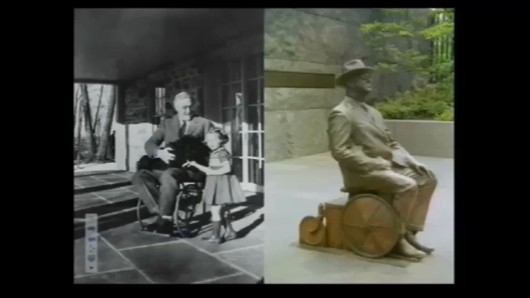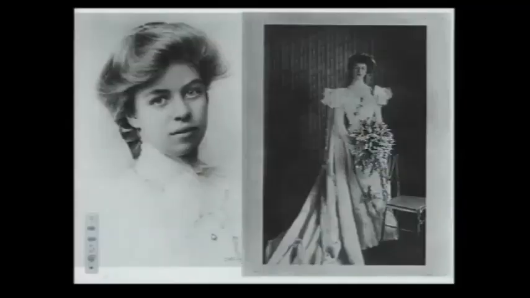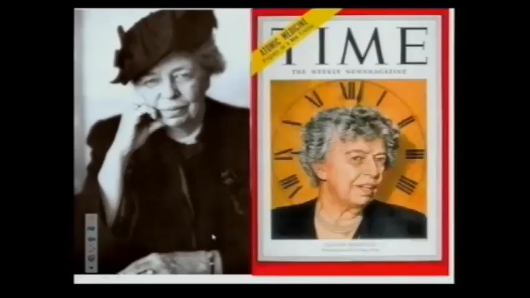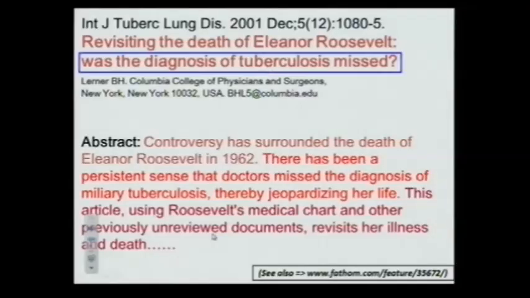Who is this? This is a little trickier. So the president had polio, was paralyzed. This is President Roosevelt's wife, Eleanor Roosevelt, as a young lady. This must be on the wedding day. Here she is when she was a bit older, actually after her husband had died. Oh, she's on the cover of Time magazine, too. Imagine that. Mrs. Roosevelt on the cover of Time magazine. She died in the 1950s. What did she die of? She died of tuberculosis.